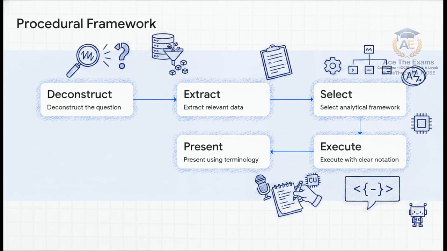First, you deconstruct the question. What is the command word? Is it identify, describe, or evaluate? Second, extract the relevant data from the developer scenario. Third, select an analytical framework, like the PEEL method we talked about. Fourth, execute your analysis using crystal clear notation. And finally, present your answer using the correct terminology. If you follow these 5 steps, those red pen marks transform into green check marks right before your eyes.